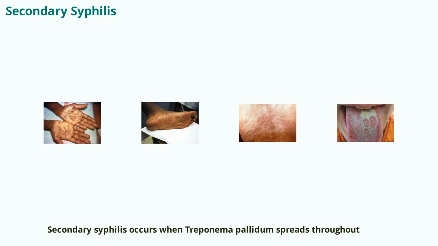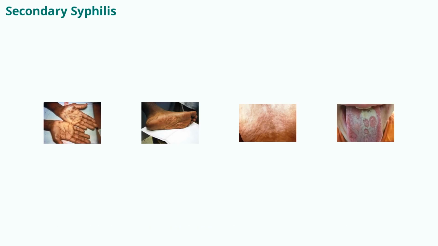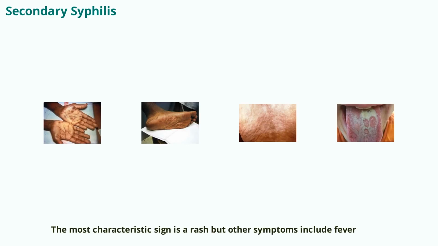Secondary syphilis occurs when Treponema pallidum spreads throughout the body via the bloodstream and lymphatic system. This stage is marked by a variety of skin and mucous membrane eruptions, which can be either localized or widespread. The most characteristic sign is a rash, but other symptoms include fever, headache, malaise, anorexia, and swollen lymph nodes.